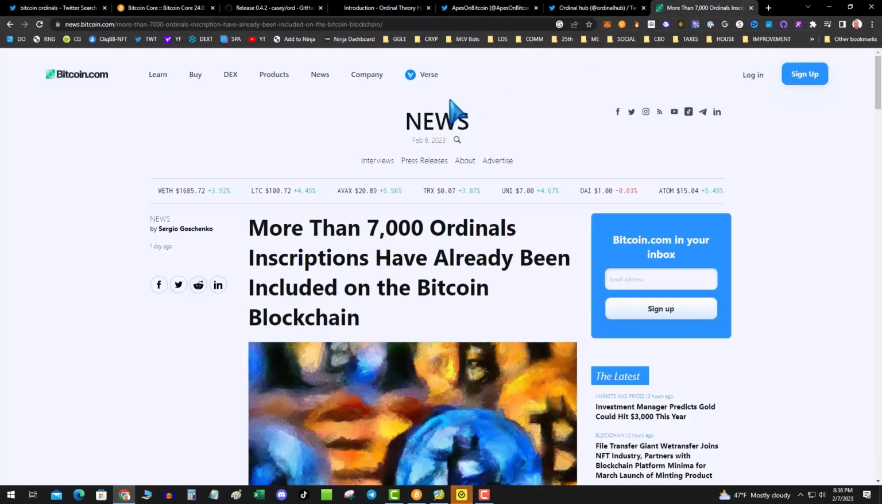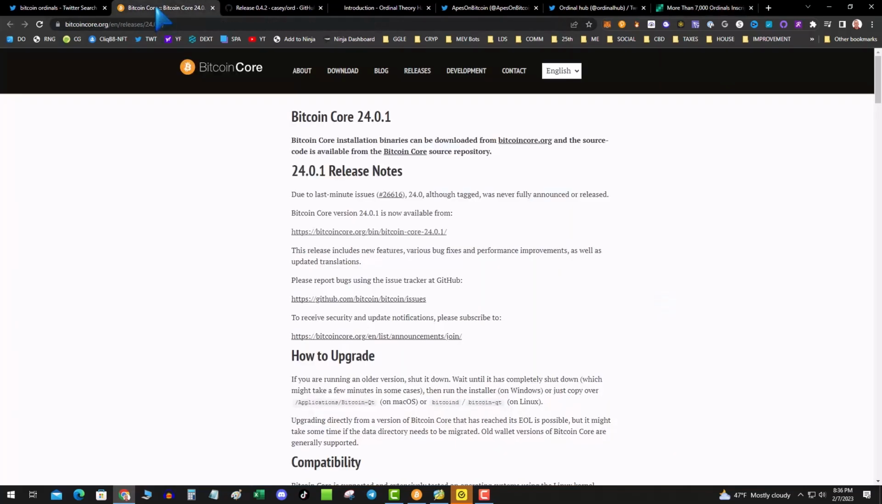An ordinal is basically, in simplest terms, an NFT on the Bitcoin blockchain. Now, it really wasn't designed to hold NFTs, okay? And these are called inscriptions, okay? So we'll just keep it at that, number one. Second thing about ordinals, they are extremely nerdy, okay?